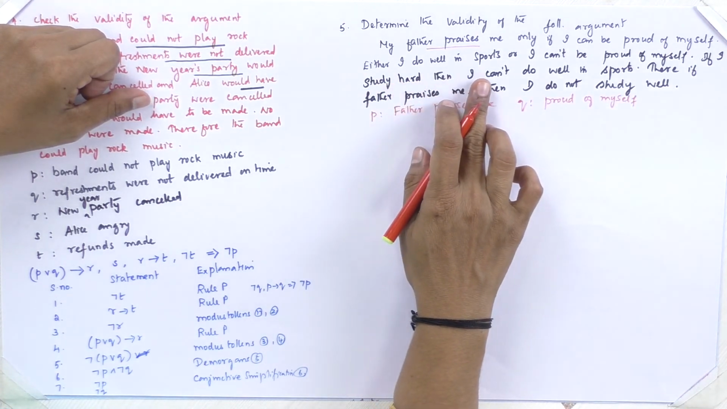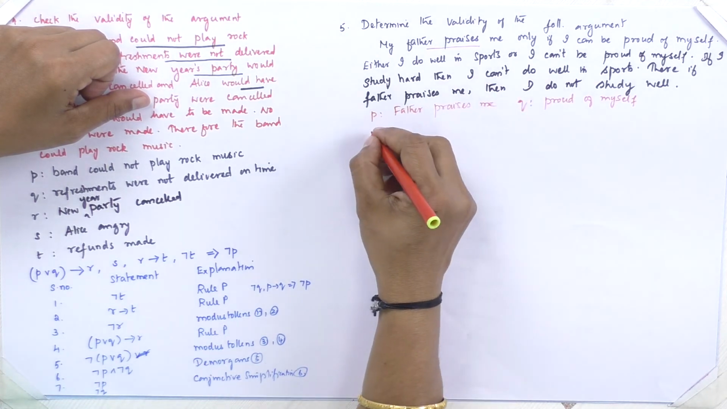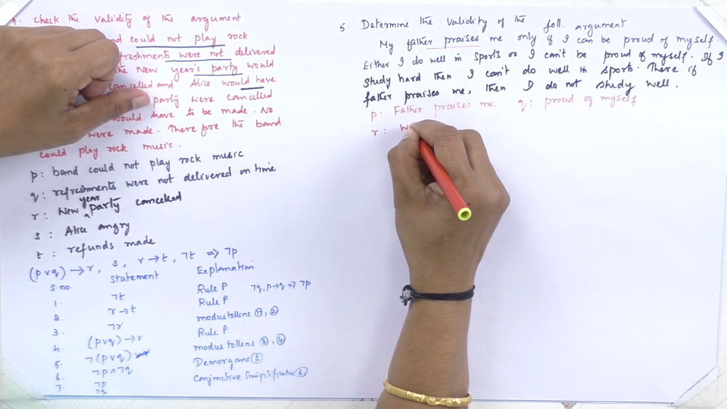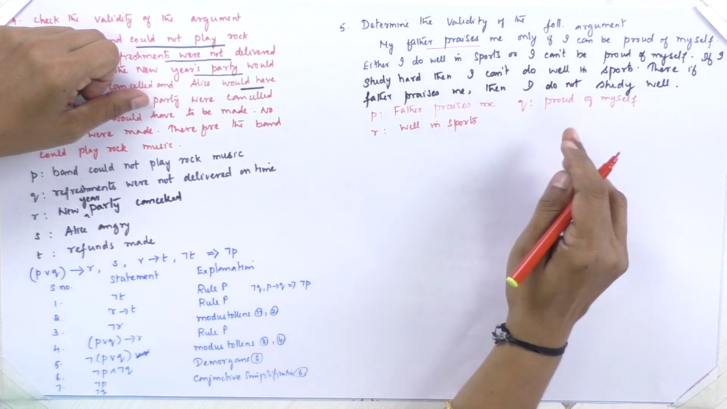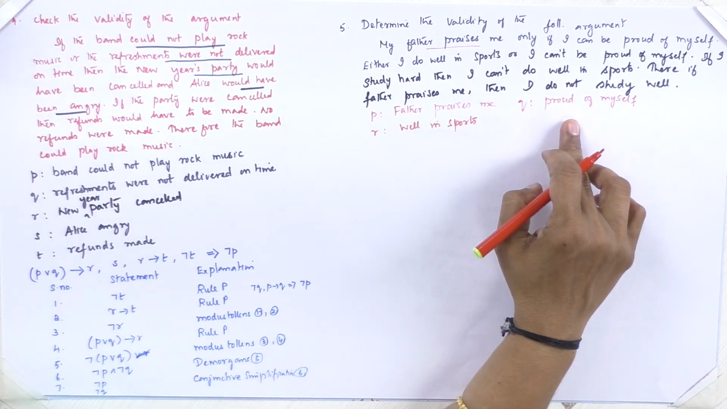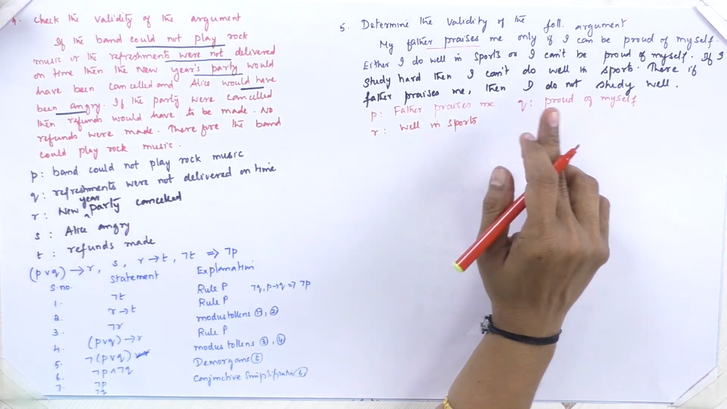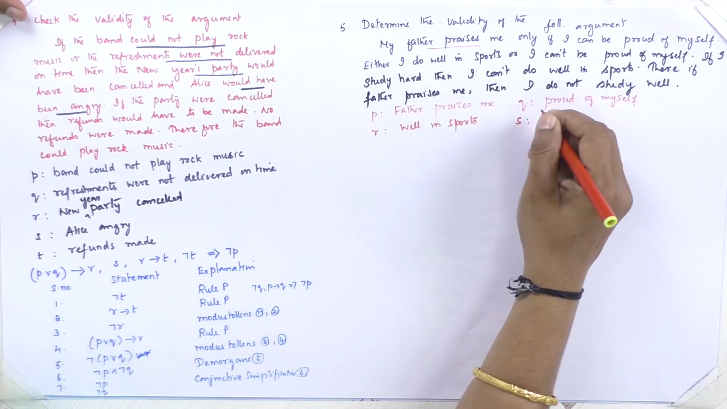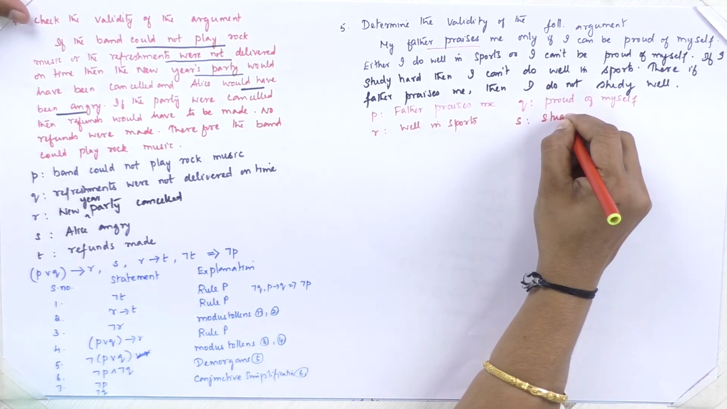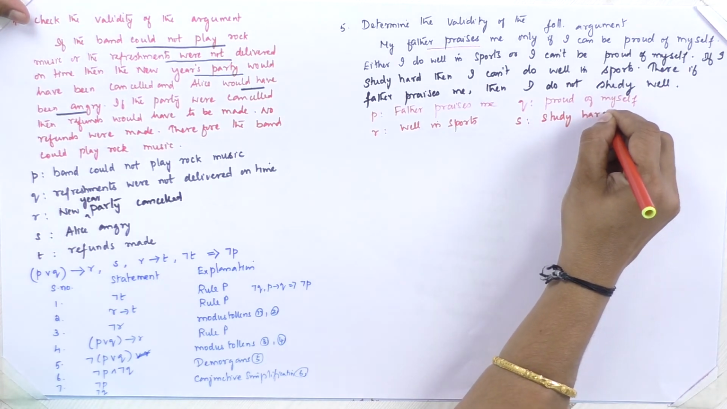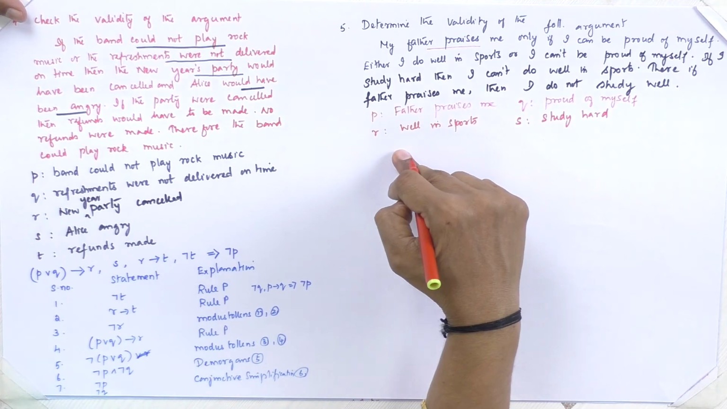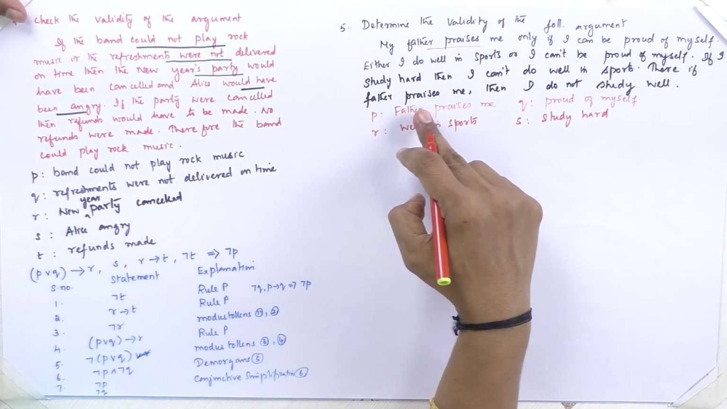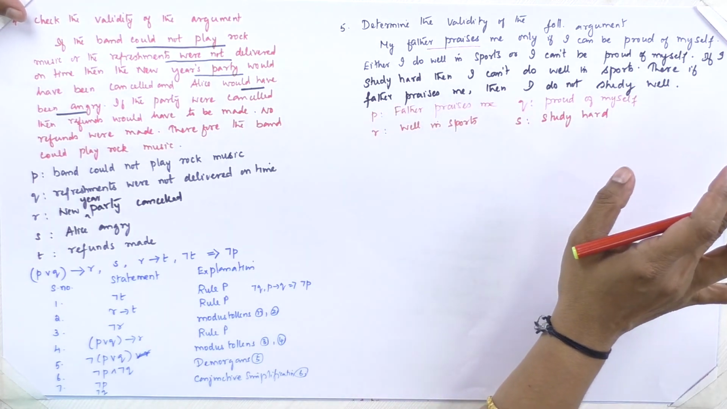Either I do well in sports or I cannot be proud of myself, okay fine, that is P, Q, R. I do well in sports. Or I cannot be proud is the negation of this. If I study hard, P, Q, R, S, I study hard, then I cannot do well in sports. Not doing well is the negation of this. Therefore, if my father praises me, then I do not study well.